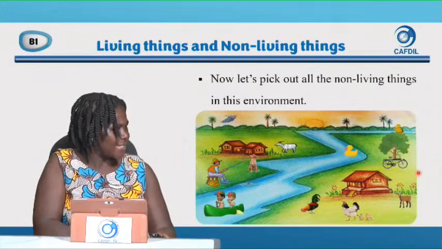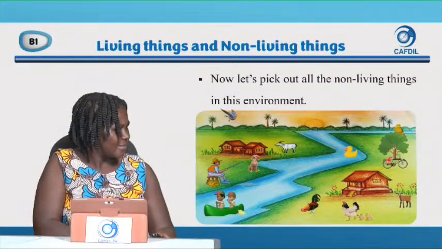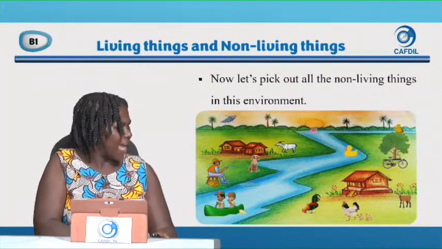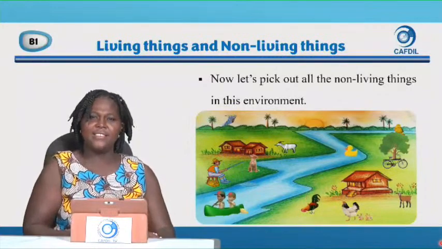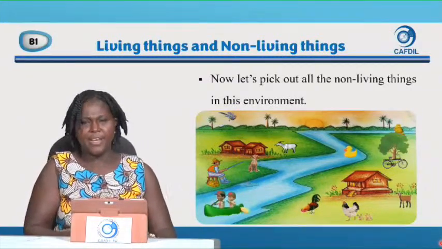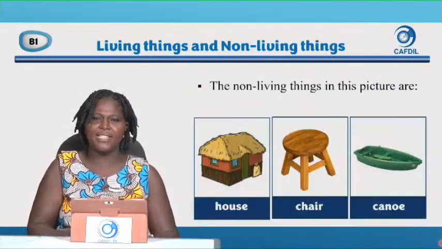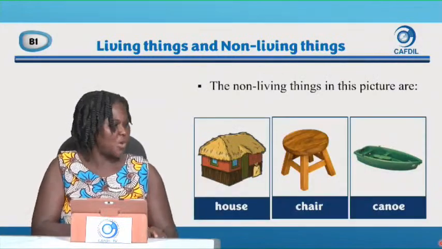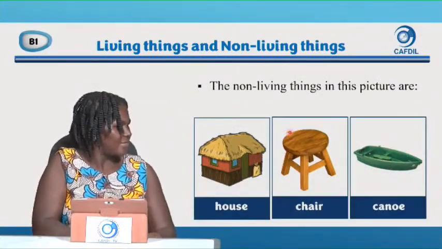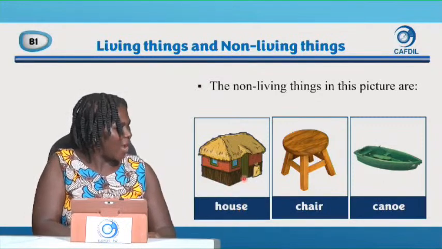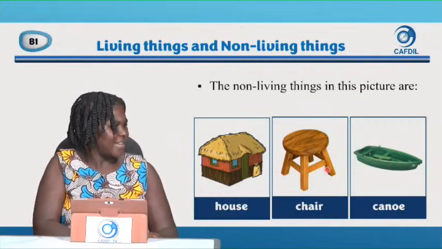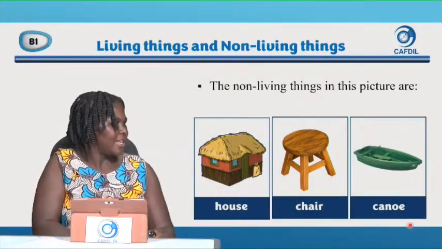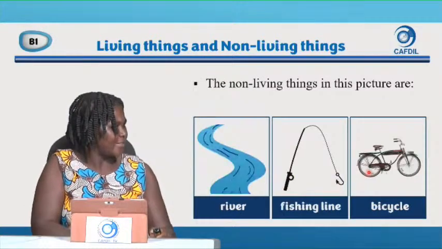We have a bicycle. Good. And these are the non-living things we can identify in this environment. Now let's pick them one after the other. So we saw that the house was in the environment, and a house is a non-living thing. A chair is a non-living thing. A canoe is also a non-living thing.